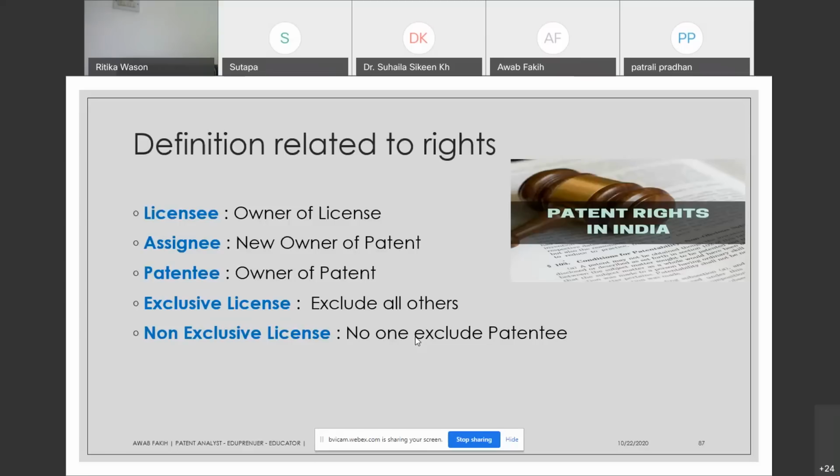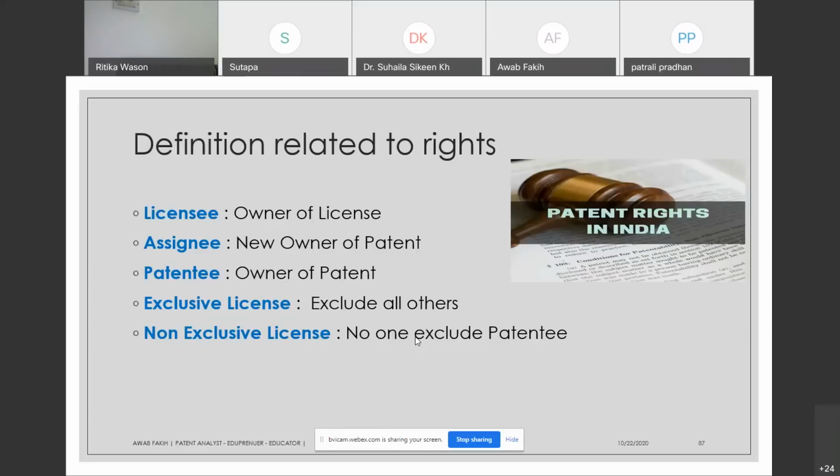Now what else can he do? He can assign, and when I say he, I mean the patentee. The patentee can assign his invention to someone. When someone assigns the invention, he will completely transfer all the rights of the invention, like licensing, commercializing, manufacturing, exporting, importing, to the assignee. So that person will be called the assignee, to whom all the rights are assigned.